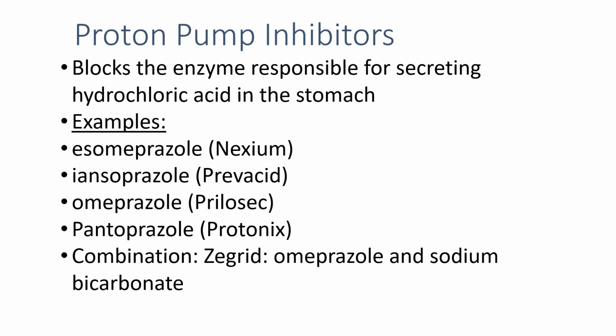Other type of medications are proton pump inhibitors. They block the enzymes responsible for secreting hydrochloric acid in the stomach. They are also known for the azole endings. That's with the Nexium, the Prevacid, Prilosec, Protonix, and Zegerid. Zegerid is just a combination med. It's omeprazole and sodium bicarb, and that's what Zegerid is. So it kind of gives you that buffer, which is that sodium bicarb in it.